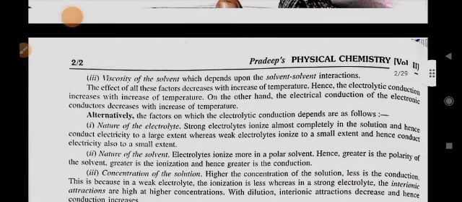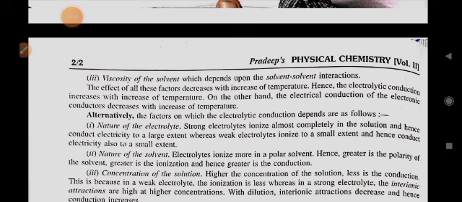Viscosity of the solvent, which depends upon the solvent-solvent interactions. The effect of all these factors decreases with increase of temperature, hence the electrolytic conduction increases with increase of temperature. On the other hand, the electrical conduction of the electronic conductors decreases with the increase of temperature.